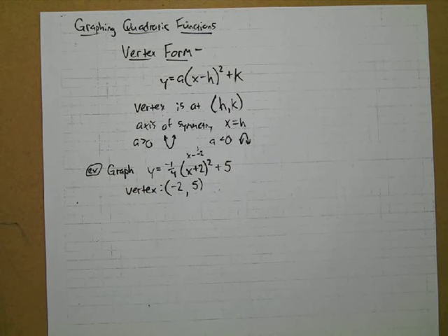We're not learning separate things here. This is all one kind of idea that we're putting together. So let's go about graphing this here. So we need -2, 5.